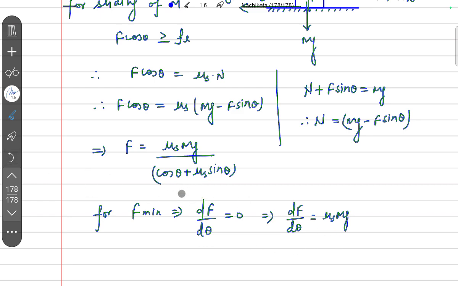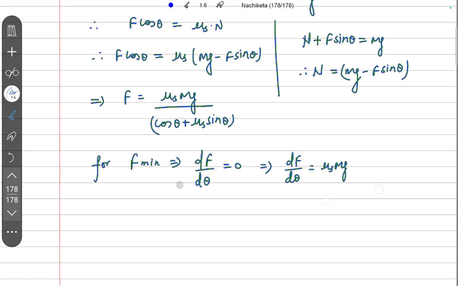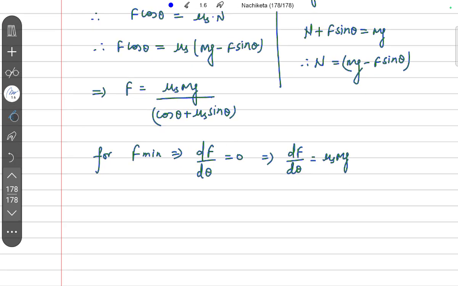See, first of all, we'll assume it like u. Okay. So it will become equal to u. Tan theta equals mu. Okay. Others?